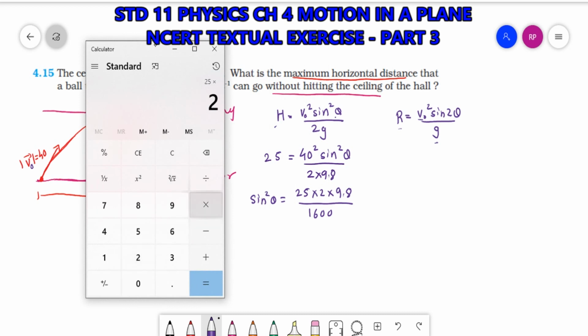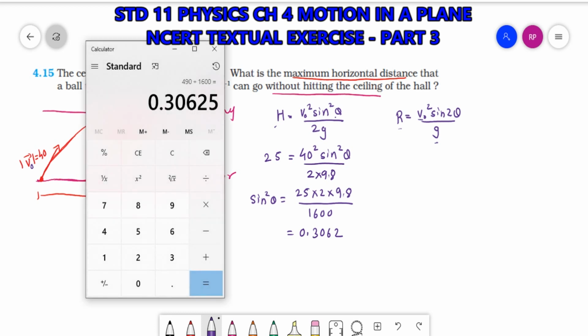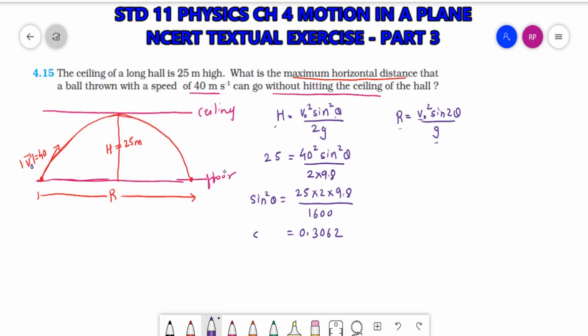25 multiplied by 2 multiplied by 9.8 divided by 40 square, which is 1600. So that is equal to 0.30625. So sine square theta is equal to 0.30625. Now this is sine square theta, so taking its square root, it's 0.5533.